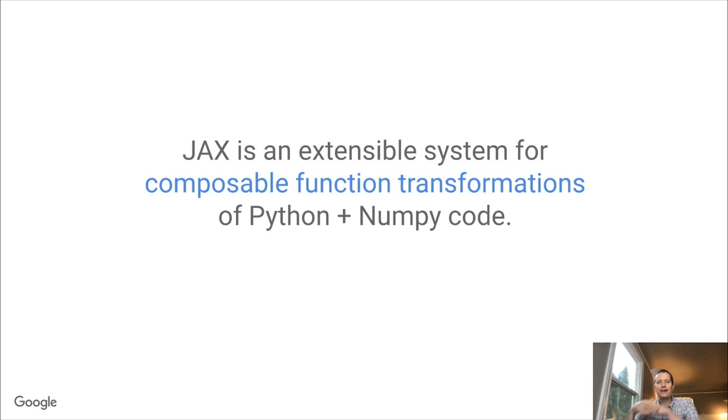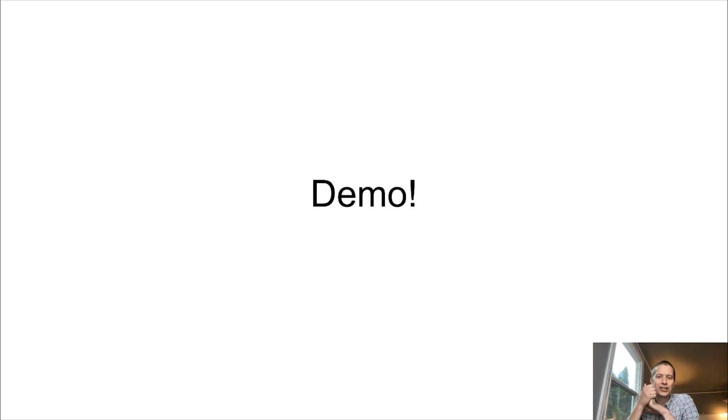So effectively, you can think of JAX as an extensible system for composable function transformations of Python and NumPy code. So you write your code that looks like NumPy. You add some of these higher-level functions that compile or compute gradients and things like this. And through that, you can create highly efficient programs from these composable building blocks without having to rely on purpose-built systems to get efficient computation. So let's take a look at a demo and see some of this in action.